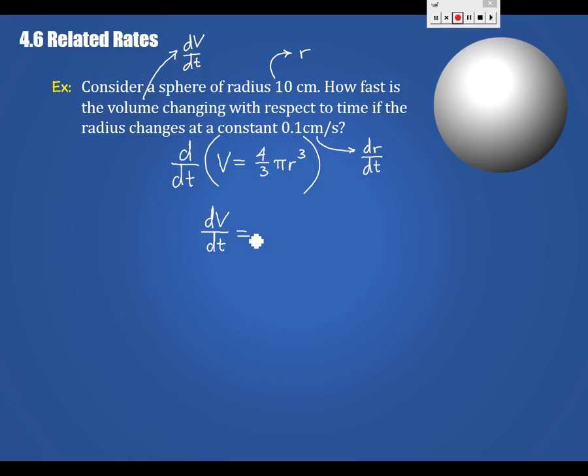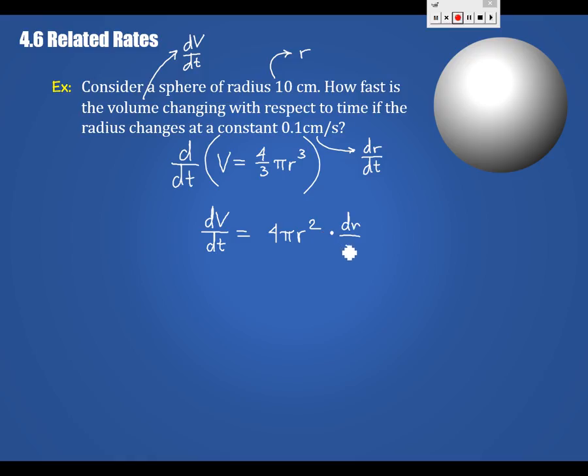chain rule in order to take the derivative of r cubed with respect to t, that's not r, right? If I were just taking the derivative with respect to r, I think we'd all say, oh, this is 4 pi r squared, and be done with it. But wait, hold up. That's the derivative of this side of the equation with respect to r, right? But what's the derivative of this expression with respect to t? Well, it's the same thing times dr dt.